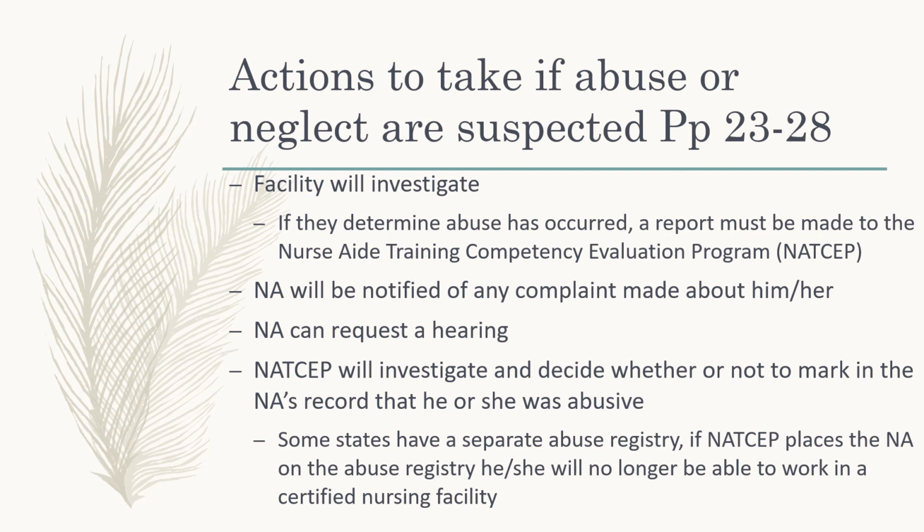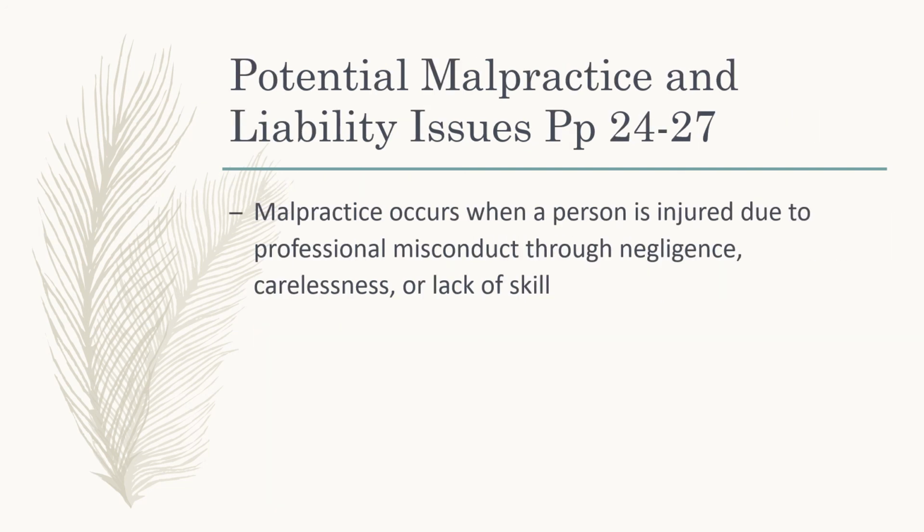The Nurse Aide Training Competency Evaluation Program will investigate and decide whether or not to mark in the nurse aide's record that he or she was abusive. Some states may have a separate abuse registry, or they may be together and just notated under the person's name. All nursing facilities must check the registry before hiring a nursing assistant. They will then be told if there is abuse when they inquire. If the NA was placed on the abuse registry, he or she will no longer be able to work in a certified nursing facility. The potential malpractice and liability issues are covered on pages 24 through 27 of your textbook.